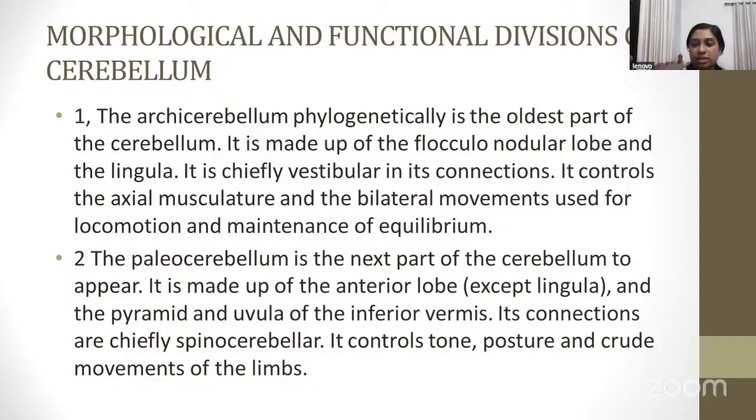And the next part of the survey is called paleocerebellum. Okay, paleocerebellum is the next part of the cerebellum to appear, and it is made up of the anterior lobe, except the lingula, and the pyramid and uvula. That is the lower part.